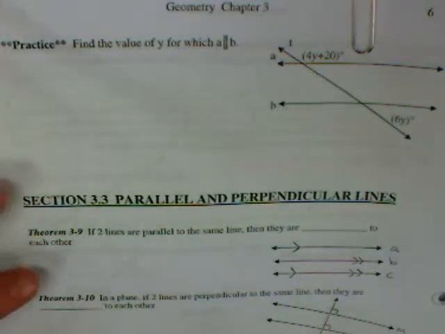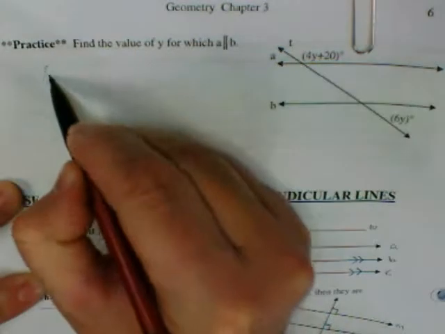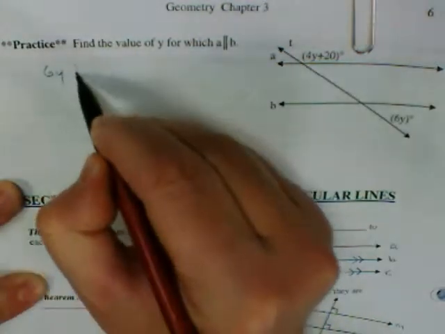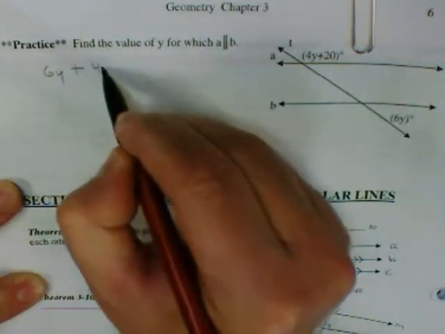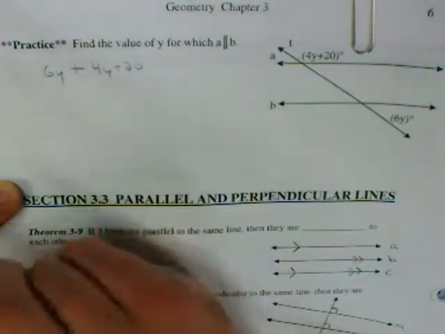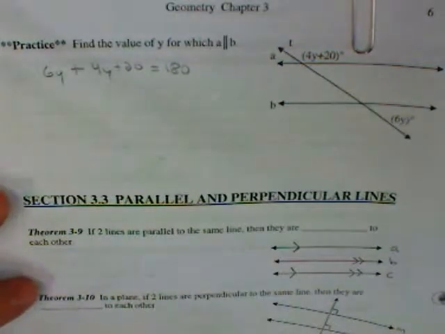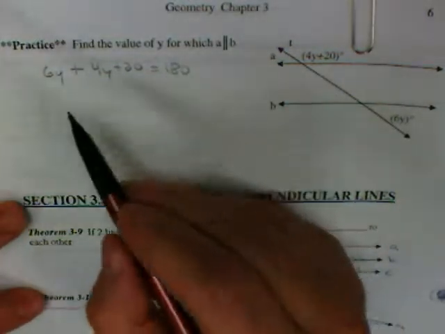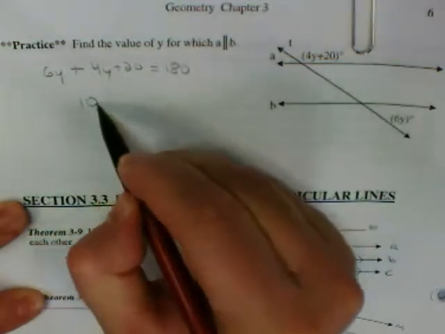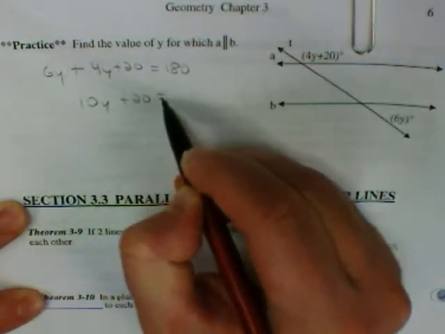So let's set them up. If they're going to be supplementary, they have to add to 180. So you have the 6y, which is the one angle, and we're going to add it to the other angle, which is 4y plus 20. And together they have to add up to 180. And so there's our little algebra equation. We need to solve it for y. So the first thing you want to do, most people would combine like terms. So you get 10y plus 20 is equal to 180.